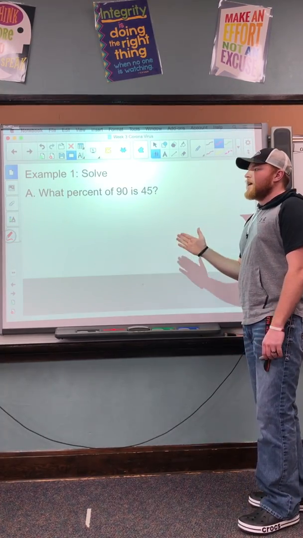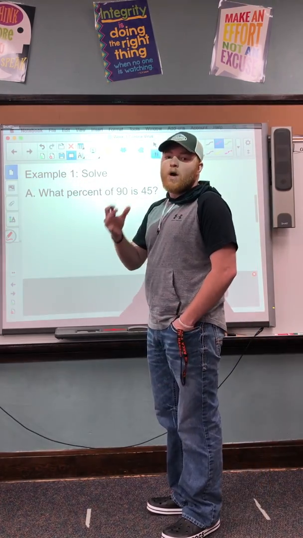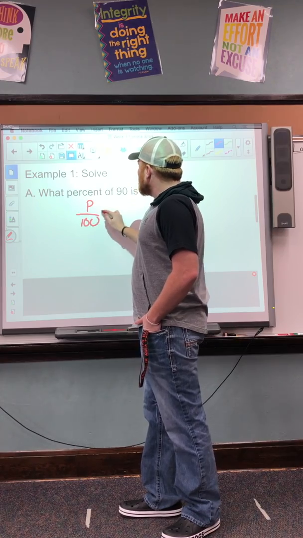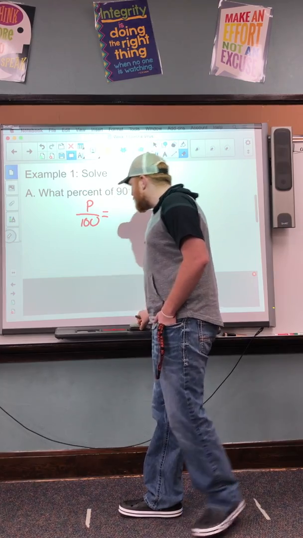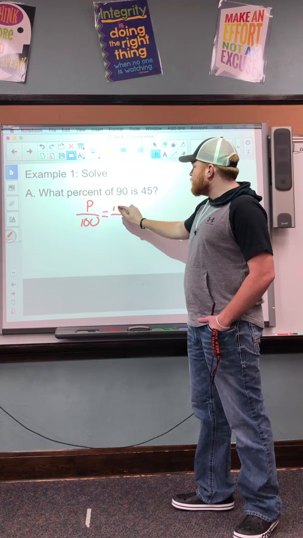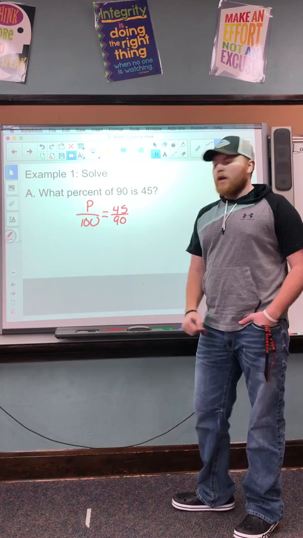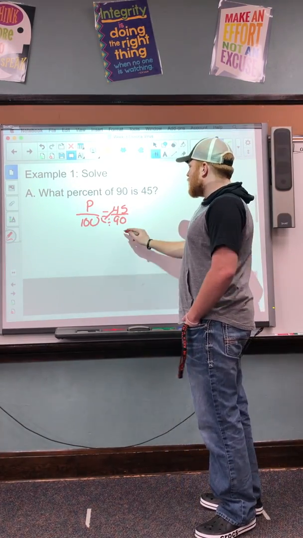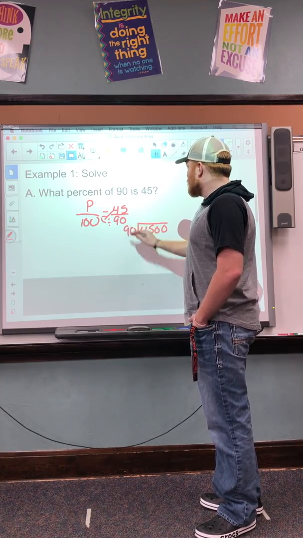What this is asking for, it says what percent of 90 is 45. We don't know the percent, so that's where our variable goes over 100. Remember, the is number is on top, the of number is on bottom. So is 45 goes there, of 90 goes on the bottom. Now you cross multiply and then divide. 45 times 100 is 4,500 divided by 90.